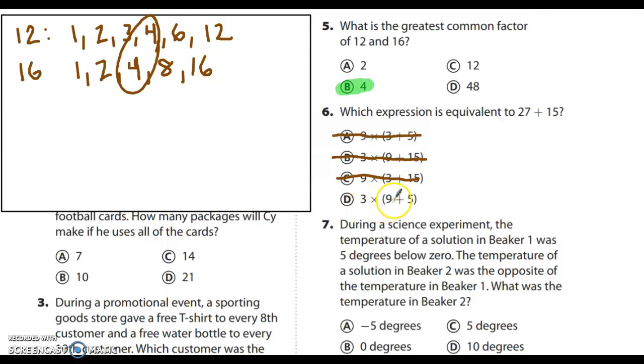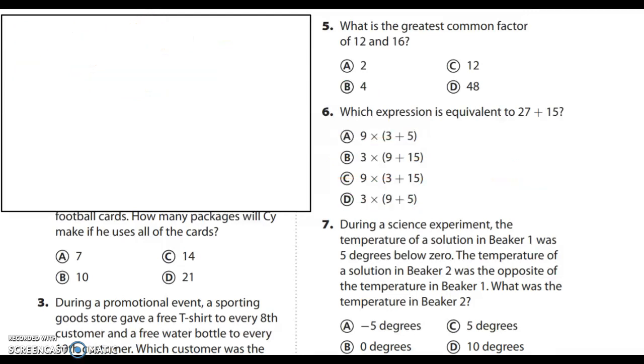What is 3 times 9? Well, 3 times 9 here is 27. This is a plus sign. What is 3 times 5? 3 times 5 is 15. So these two expressions are the same. The answer is D. Now you have a way to check those. Those are kind of tricky, I understand that, but they're not that bad. All right, let's check out numbers 7 and 8.